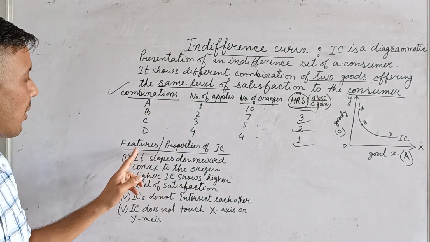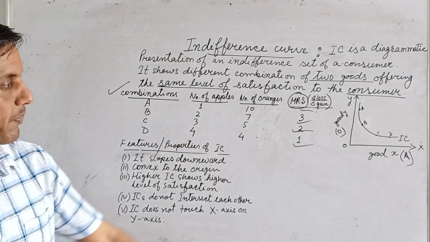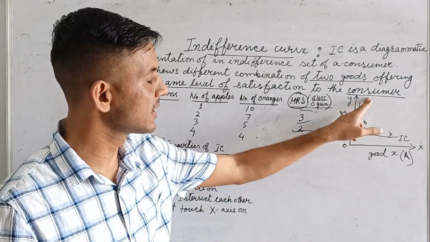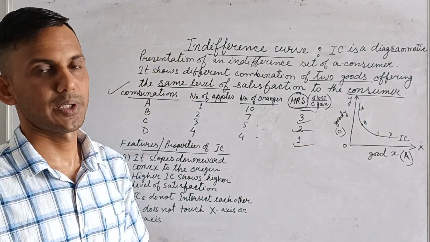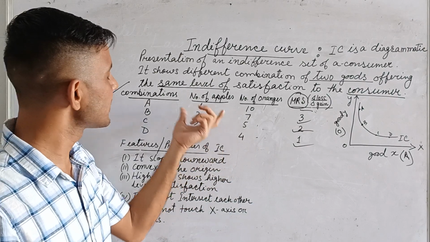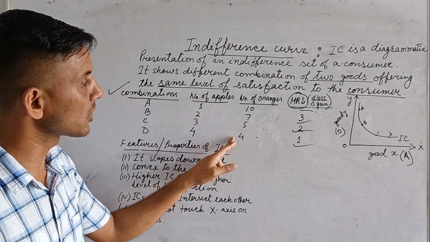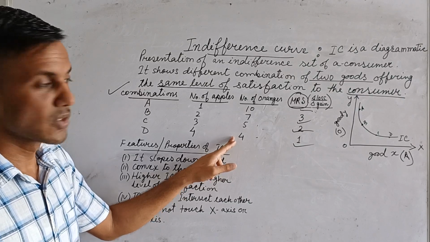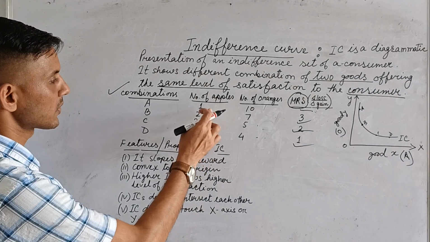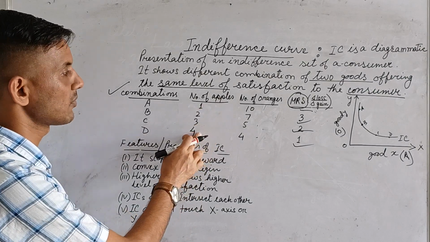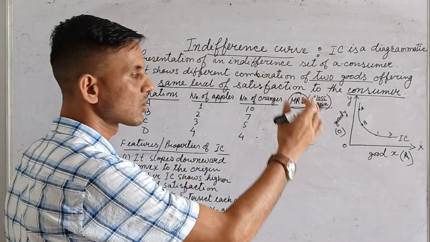Now see the properties or features of IC. It slopes downward. So what you have seen, this curve slopes downward. Why does it slope downward? See the table. Because if you want to increase the consumption of apple, you have to give up the consumption of orange. So that's why it slopes downward.